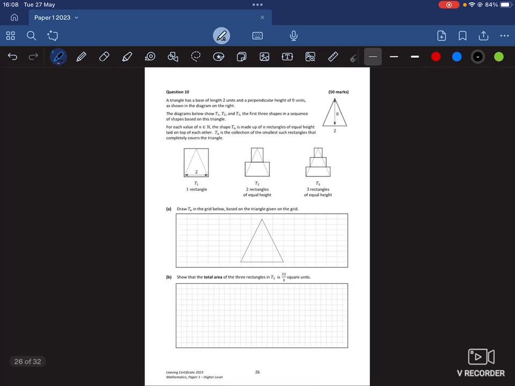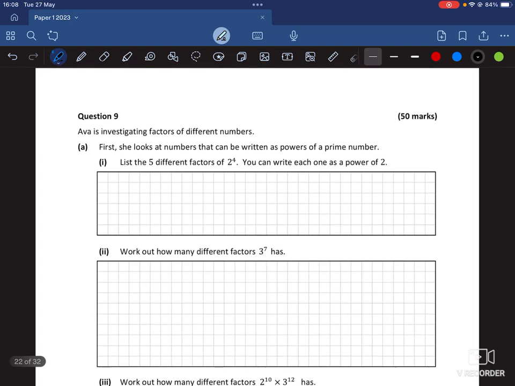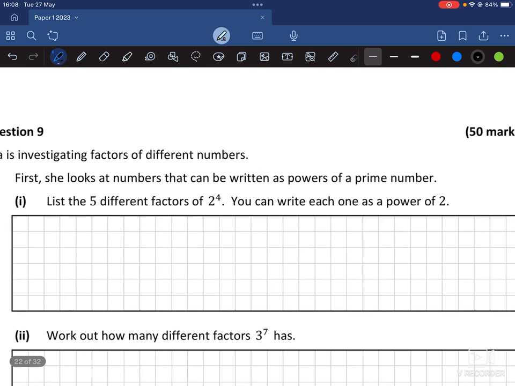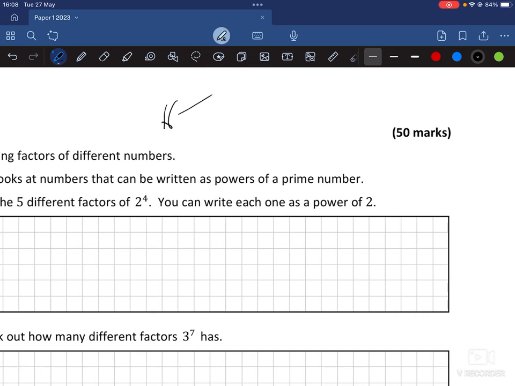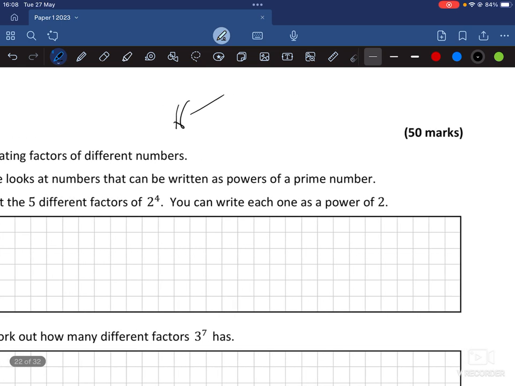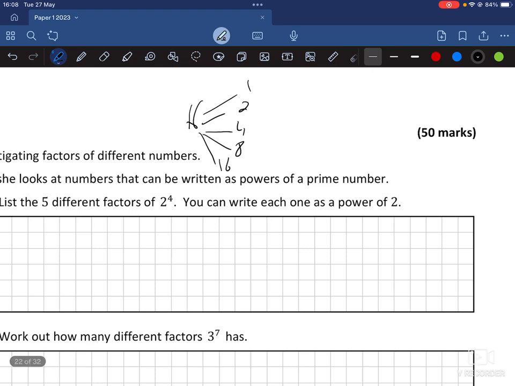The second part of it is calculus, so once I get past the first part, I'll be okay, but the first part is just strange. So 2 to the 4 is the same as 16. So what are the factors of 16? That's what we're asked to write. So 1 is a factor, 2 is a factor, 4 is a factor, 8 is a factor, and 16 is a factor. So that's the 5 factors.